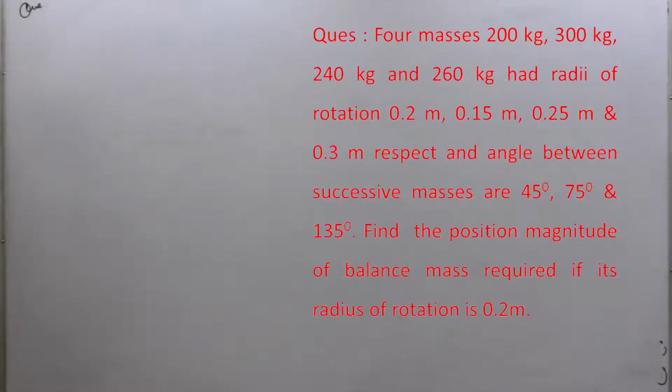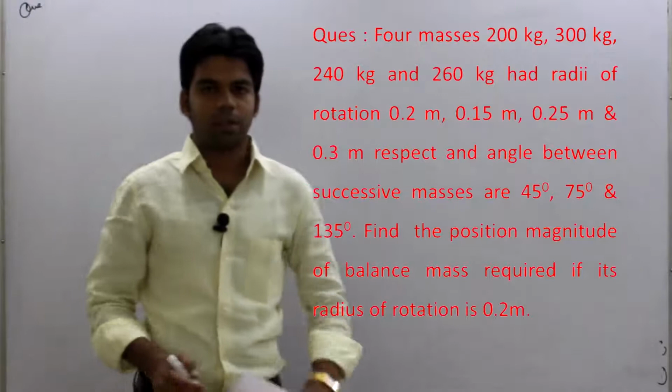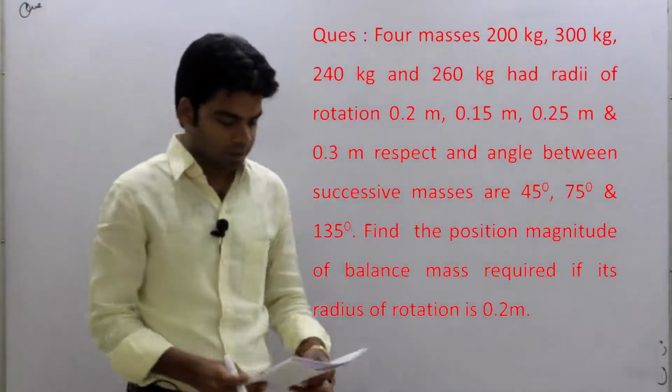We have four masses 200 kg, 300 kg, 240 kg and 260 kg with radii of rotation 0.2 meter, 0.15 meter, 0.25 meter and 0.3 meter respectively, and the angles between successive masses are 45 degree, 75 degree and 135 degree. Find the position and magnitude of the balancing mass required if the radius of rotation is 0.2 meter. So what is given in the question? We have four different masses at different angles.